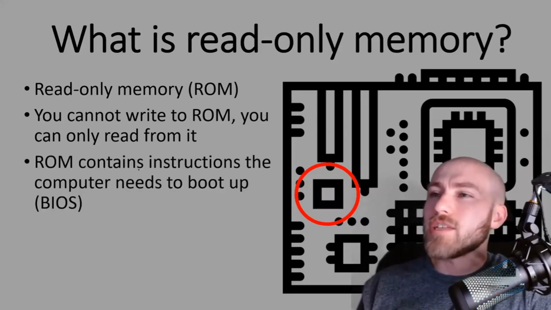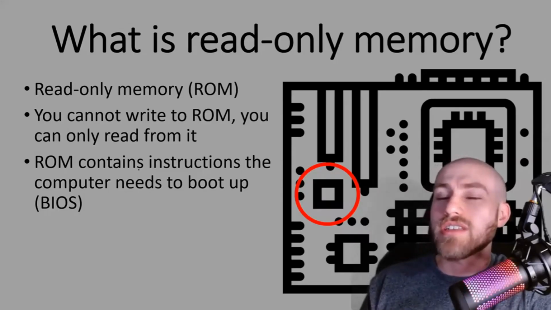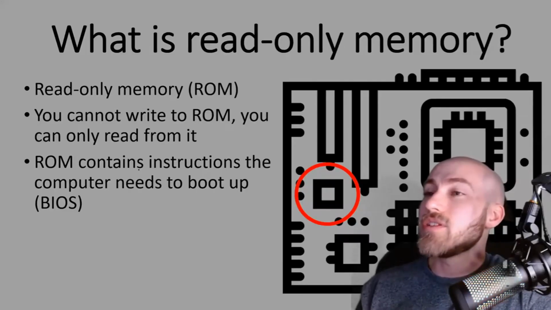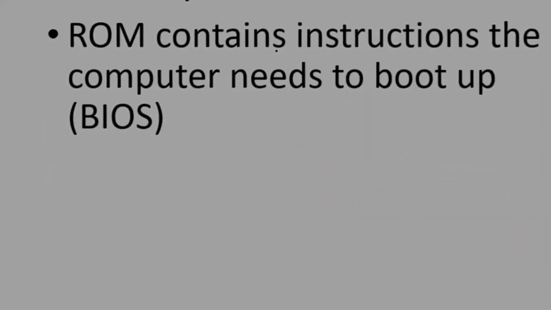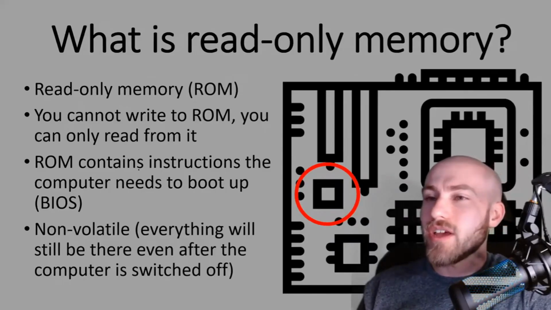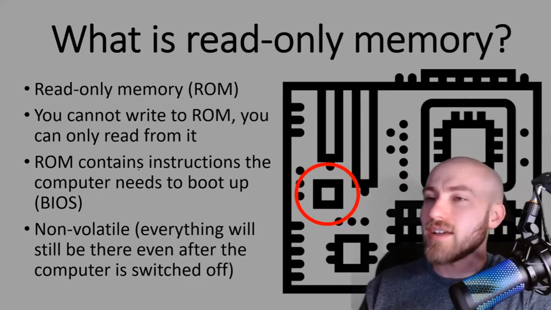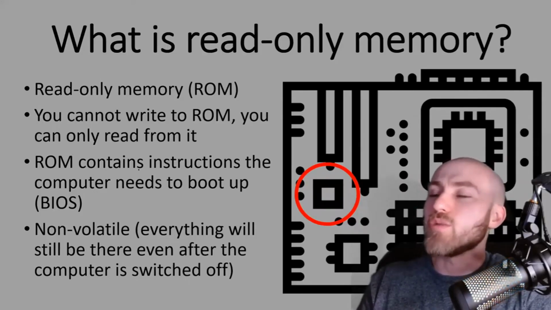The reason for that is because it contains some very important information, which are the instructions that your computer needs to boot up, which is your BIOS. If you were to accidentally overwrite that information, then your computer might not be able to boot up again. Now, if I turn off my computer, unlike RAM, which forgets everything when you turn it off, your ROM will remember it all because it is non-volatile. So everything's still there even after the computer is switched off.